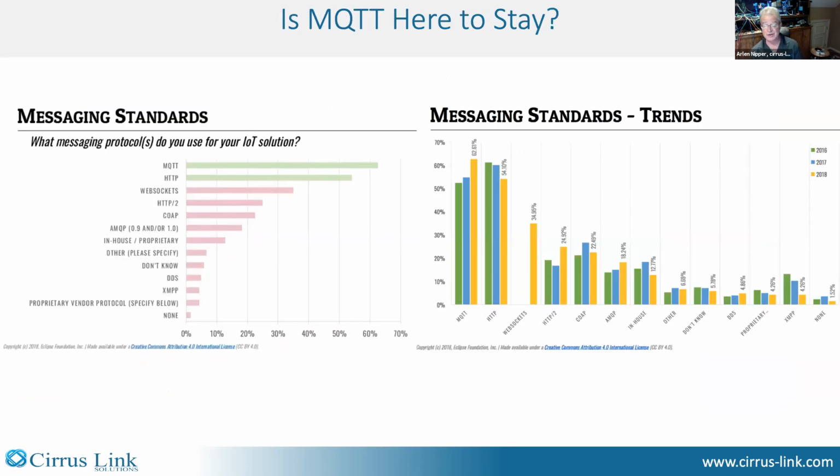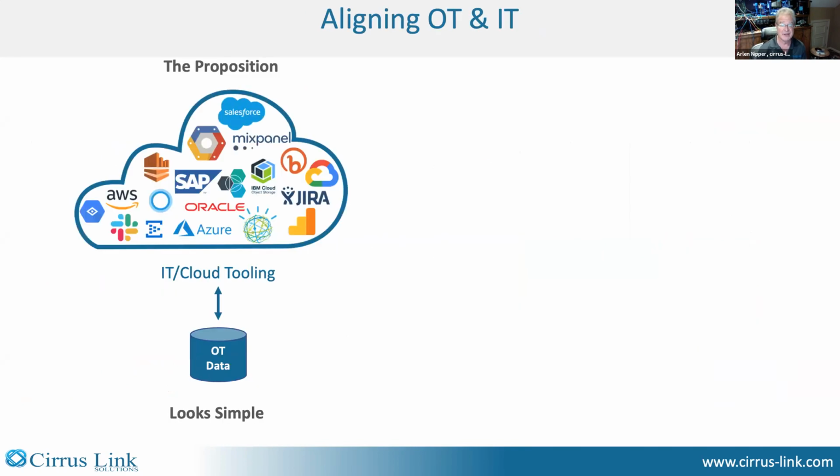Is MQTT here to stay? We've got to have that discussion. These are Eclipse surveys that basically show it's become the dominant messaging transport of the cloud, industrial internet of things applications and solutions. So how do we leverage that now that it's here to stay?